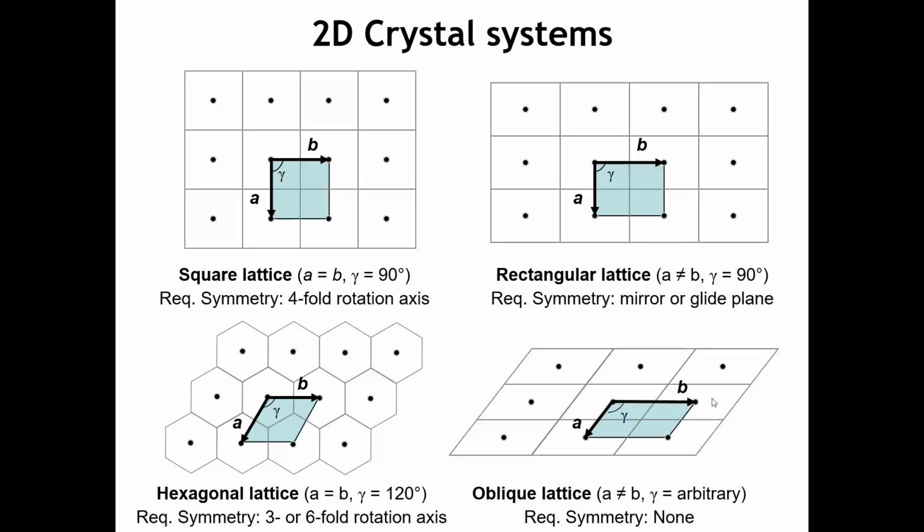So there might not be any rotational symmetry. There might not be any kind of mirrors. In fact, there cannot be mirrors, and there cannot be rotation axes. The only symmetry we can have in an oblique lattice would be an inversion center.